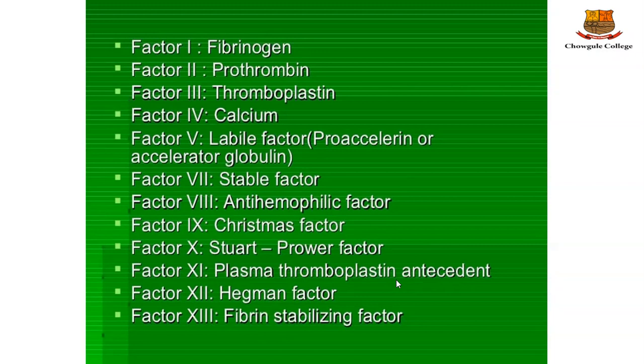Factor 1 is fibrinogen, factor 2 is prothrombin, factor 3 thromboplastin, factor 4 calcium, factor 5 is a labile factor, factor 7 is a stable factor, factor 8 anti-hemophilic factor, factor 9 is called the Christmas factor, factor 10 is Stuart-Prower factor, factor 11 plasma thromboplastin antecedent, factor 12 is Hageman factor, and factor 13 is fibrin stabilizing factor. These factors are very important for the formation of a clot in blood clotting.